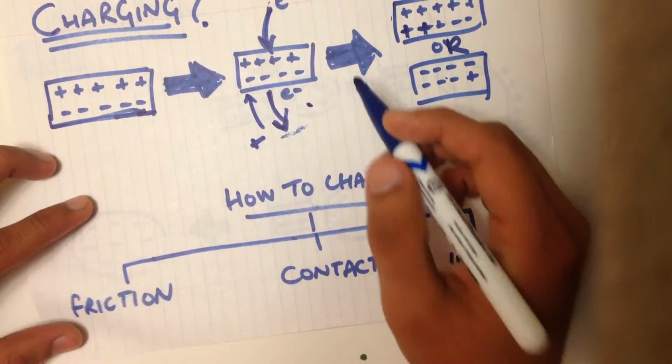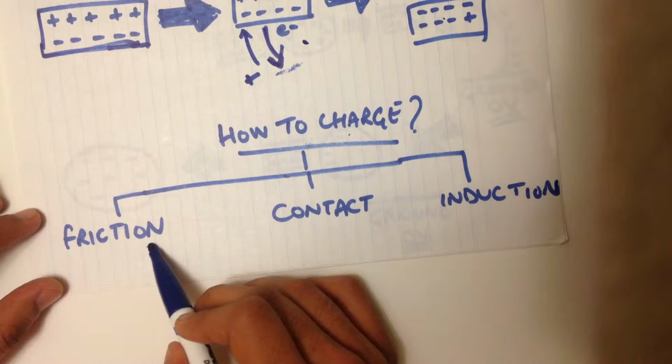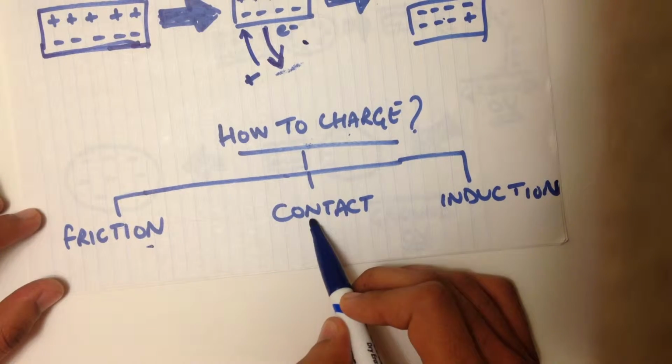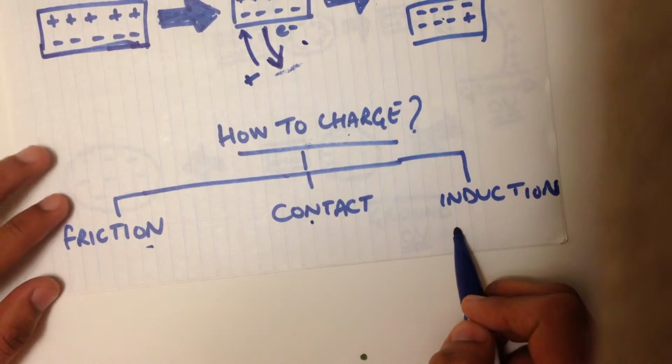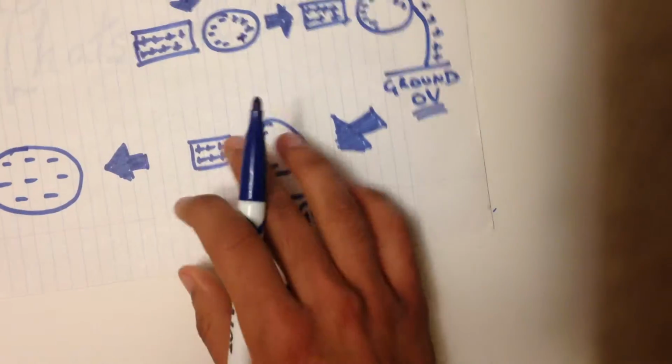So there are three popular ways of charging objects: charging by friction, charging by contact, and charging by induction. I will only focus on charging by induction for now.